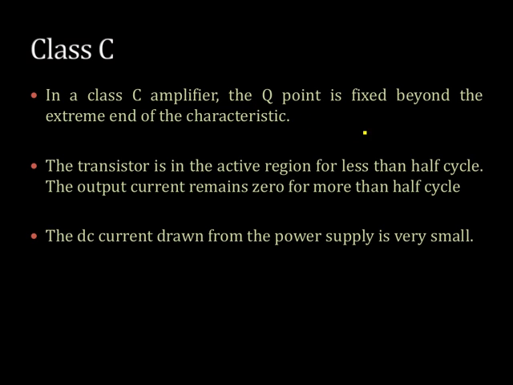Now, class C amplifier, the Q point is fixed beyond the extreme end of the characteristic. The transistor is in the active region for less than half cycle. The output current remains zero for more than half cycle. The DC current drawn from the power supply is very small. You can see that.